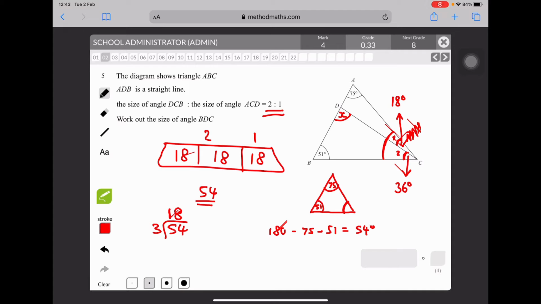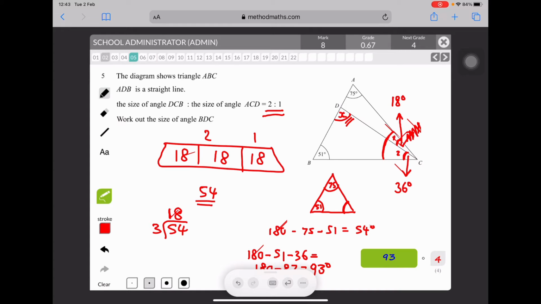Now lastly, we need to work out this angle. And so we do 180 take away 51 take away 36, which is 180 take away 87, and so that gives us 93 degrees. So let's see if that works. Yeah, we get 4 marks.